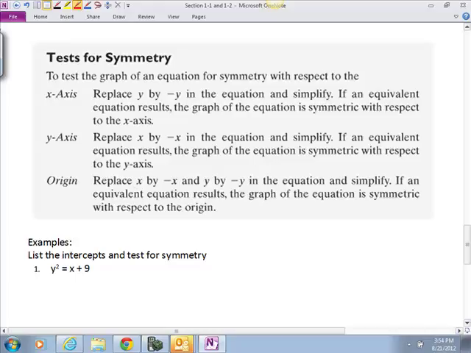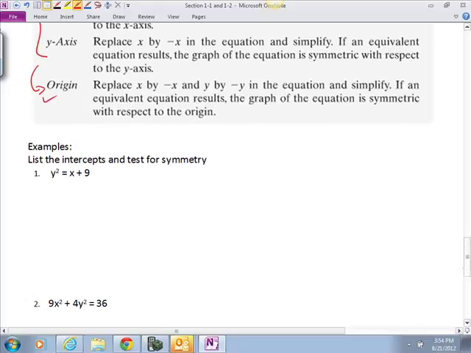Now, to get origin symmetry, you have to replace x by -x and y by -y and simplify. And if you get the same thing as when you have x and y in there, then you have symmetry with respect to the origin. And it turns out that if you prove that you have both x-axis and y-axis symmetry, you immediately have origin symmetry. So that's just kind of interesting.